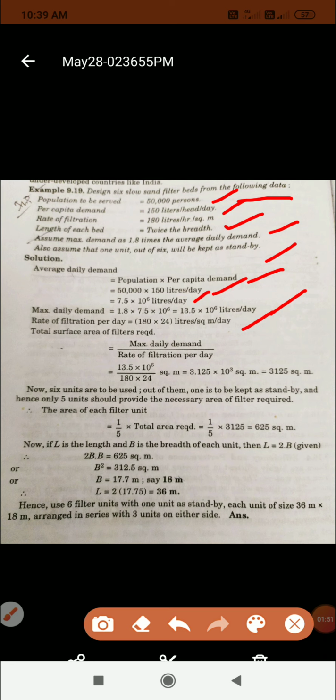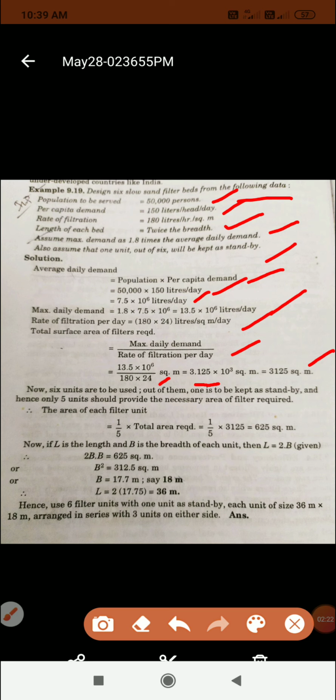Total surface area of filters required is equal to maximum daily demand divided by rate of filtration per day. The maximum daily demand is 13.5 into 10 to the power of 6 divided by the rate of filtration per day, 180 into 24. The total surface area is equal to 3.125 into 10 to the power of 3 square meter, or 3125 square meter.